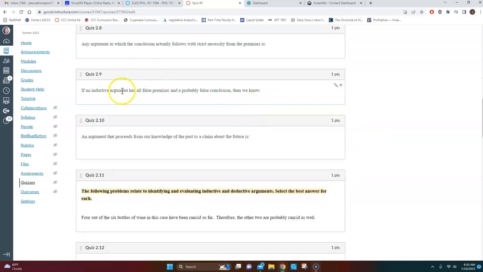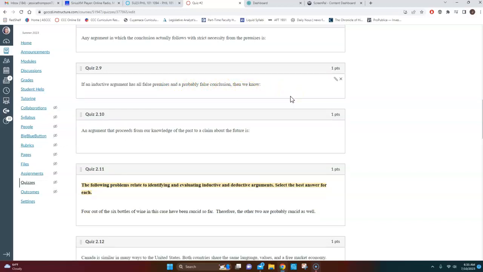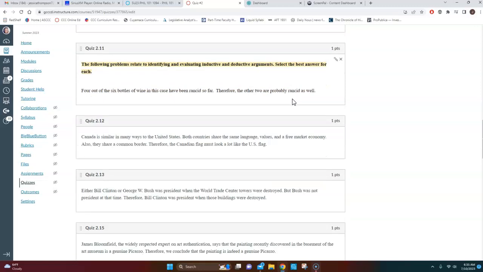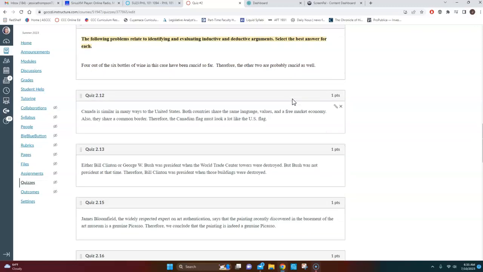Then down here, the same sort of question is asked, but about inductive arguments. Remember, there's a small chart in section 1.4 that goes through this. Use that to answer this question.